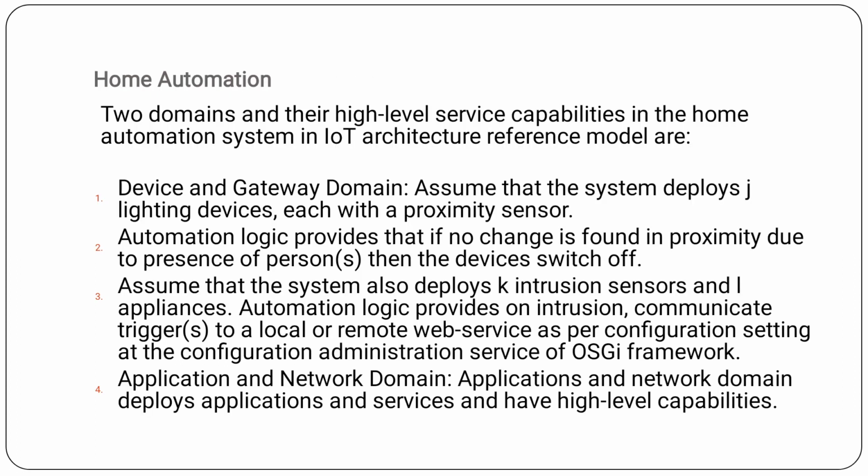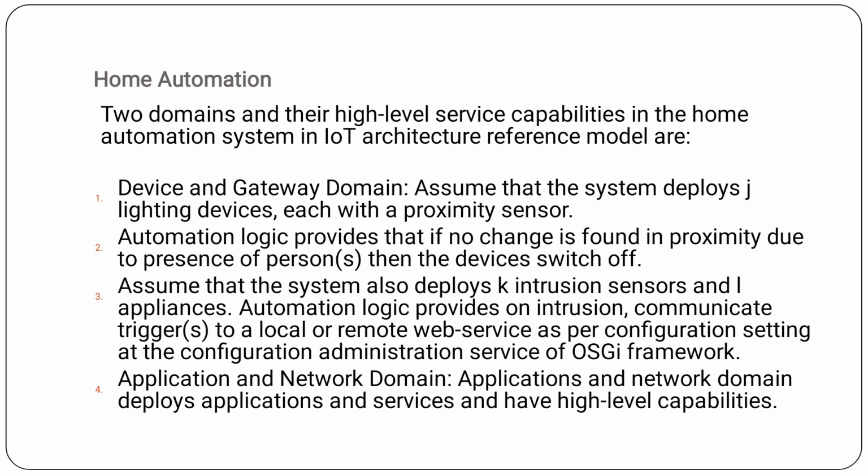Two domains and their high level service capability in the home automation IoT architecture reference model: the device and gateway domain. Assume that the system deploys J lighting devices, each with a proximity sensor. Automation logic provides that if no change is found in proximity due to the presence of a person, the switch is turned off. That means if no one is inside the house or inside the office, the switch will be turned off automatically.